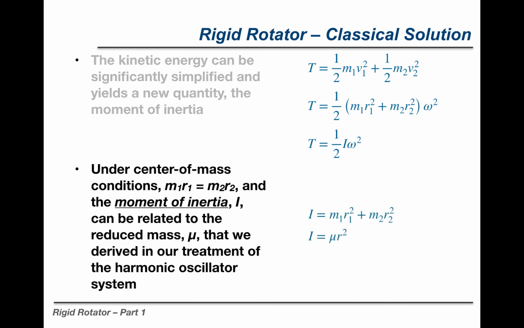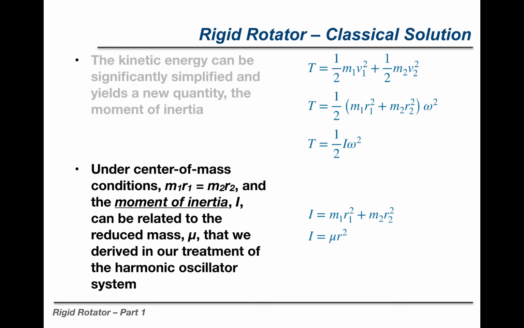So under the center of mass conditions, and what that means is that m1 r1 equals m2 r2, and again, that comes from our definition of fixing the center of mass of the two rotating centers, the moment of inertia is related to the reduced mass. Same one that we used when we talked about the harmonic oscillator, and so we can rewrite I from being m1 r1 squared plus m2 r2 squared to simply being I equals mu r squared.